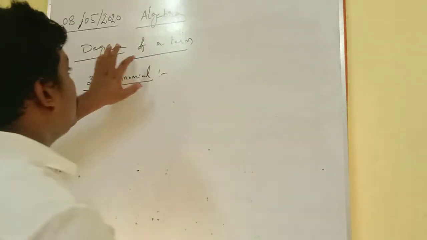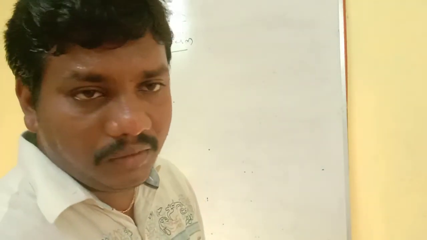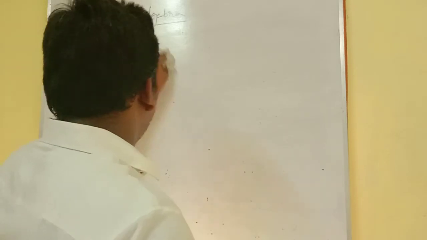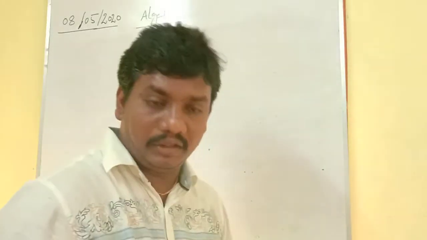So the degree of a constant polynomial is 0. Degree of a constant polynomial is 0. Degree of the 0 polynomial is undefined. So that means we cannot find, we cannot determine that one.